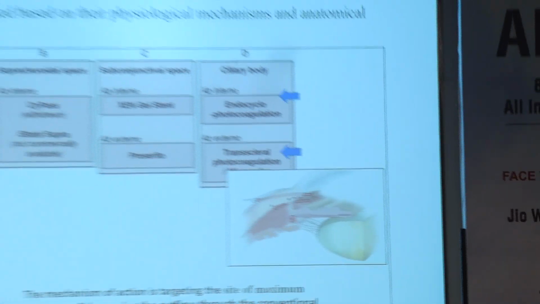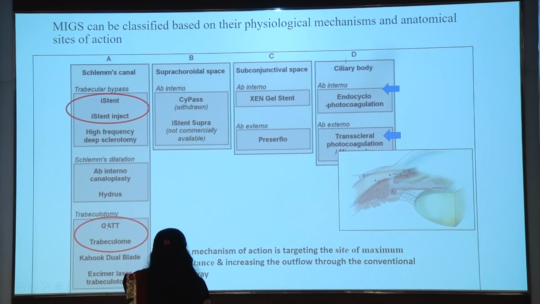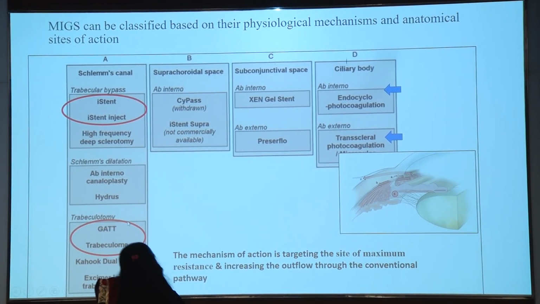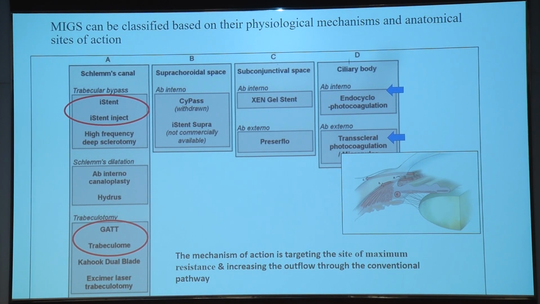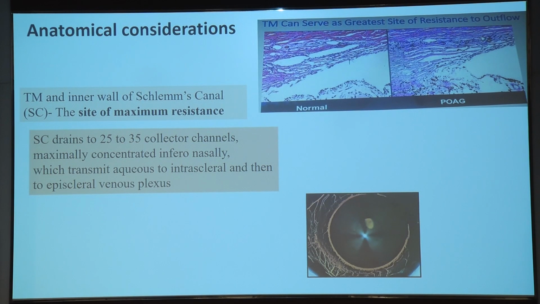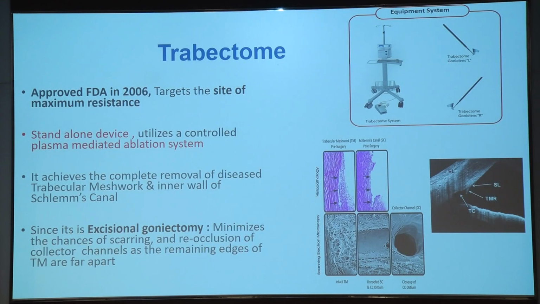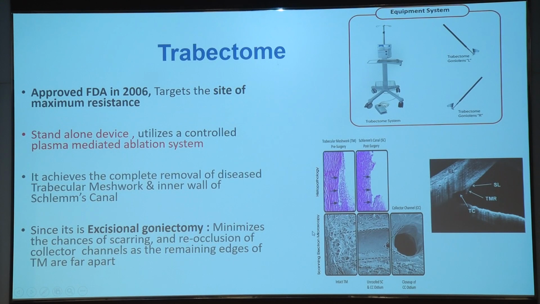And in India, we have been doing the Schlemm's canal and trabecular bypass procedures and various types of trabeculotomies. The mechanism of action is to target the site of maximum resistance and thereby increase the outflow through the conventional pathway. So TM and inner wall of Schlemm's canal are the site of maximal resistance, and the maximum concentration of the collector channels is present nasally, so it's better to target this area.